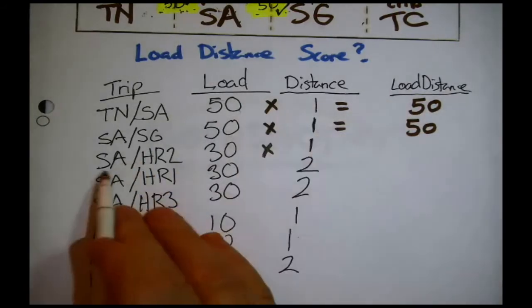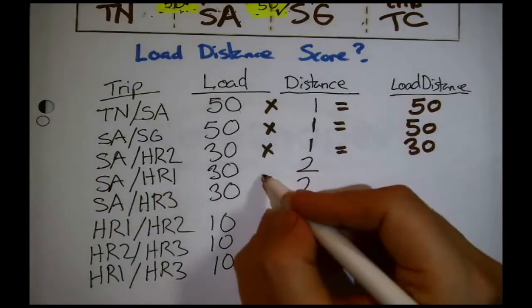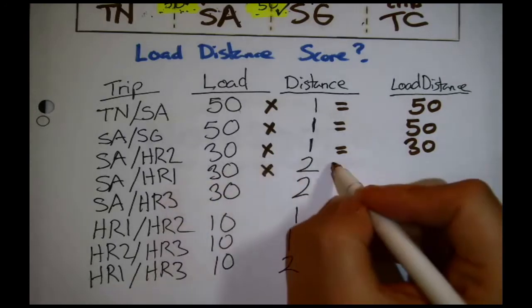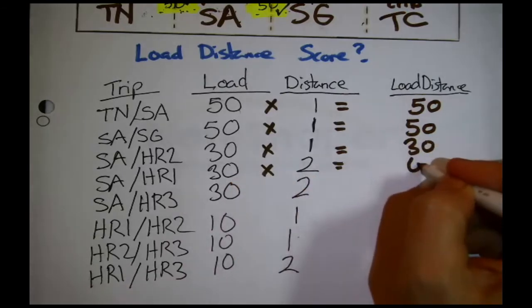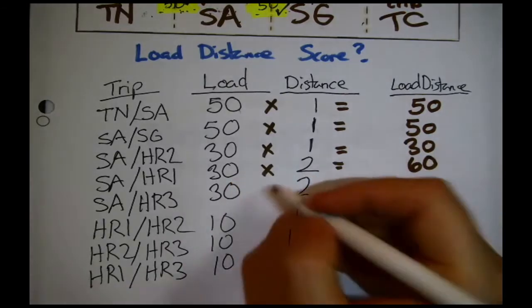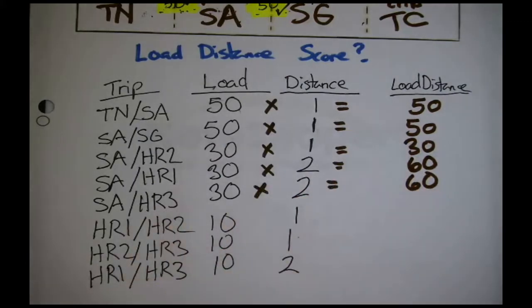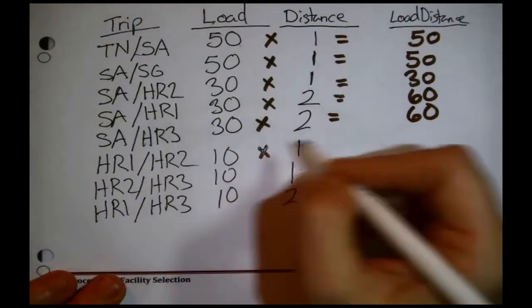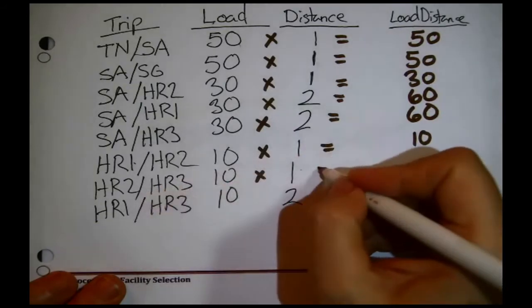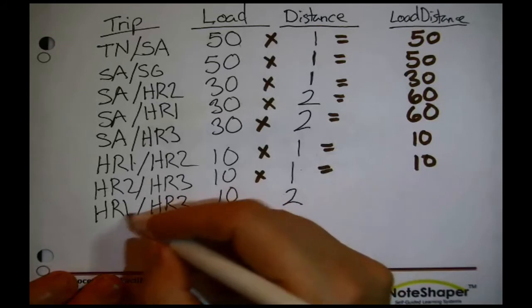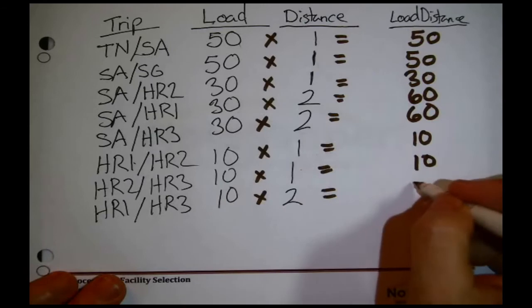The staging area and HR2 is a load distance of 30, 30 times 1. The staging area and high rack 1, 30 tons exchanged monthly, but the distance is 2, so we say that represents a load distance of 30 times 2, or 60. And then very similar for the staging area and high rack 3. Down here, high rack 1, high rack 2, they're neighbors, so it's 10 times 1 equals 10. High rack 2 and high rack 3 are immediate neighbors, so it's 10 times 1 is 10. But high rack 1, high rack 3, from one end to the other of the high rack area, is 10 times 2, or a load distance of 20.